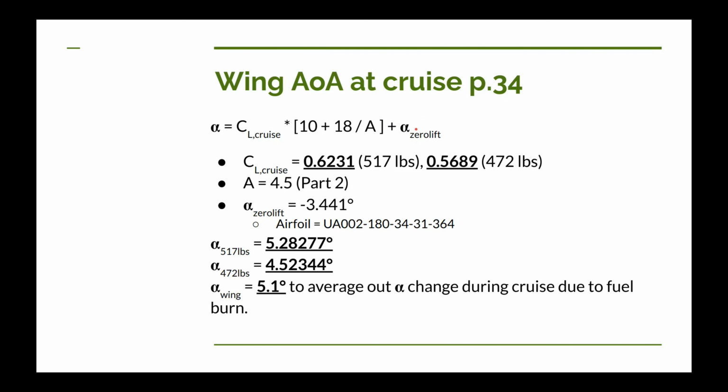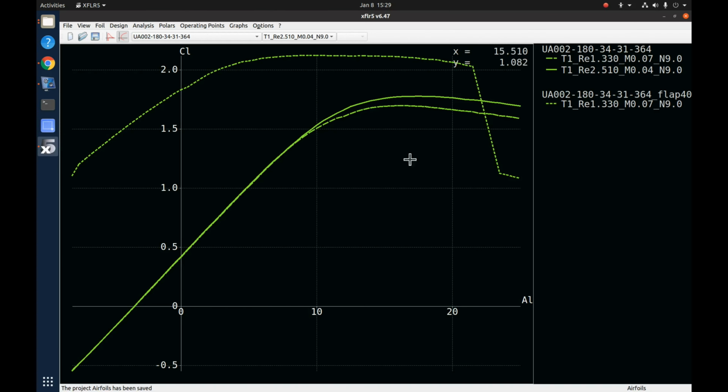Let's go back to XFLR5. So here we are back at XFLR5. And in this case, I'm only showing the airfoil that we've chosen. This solid line is using the cruise Reynolds number. This long dashed line is using the stall Reynolds number, and this short dashed line is at the stall Reynolds number, but with the flaps deflected 40 degrees.